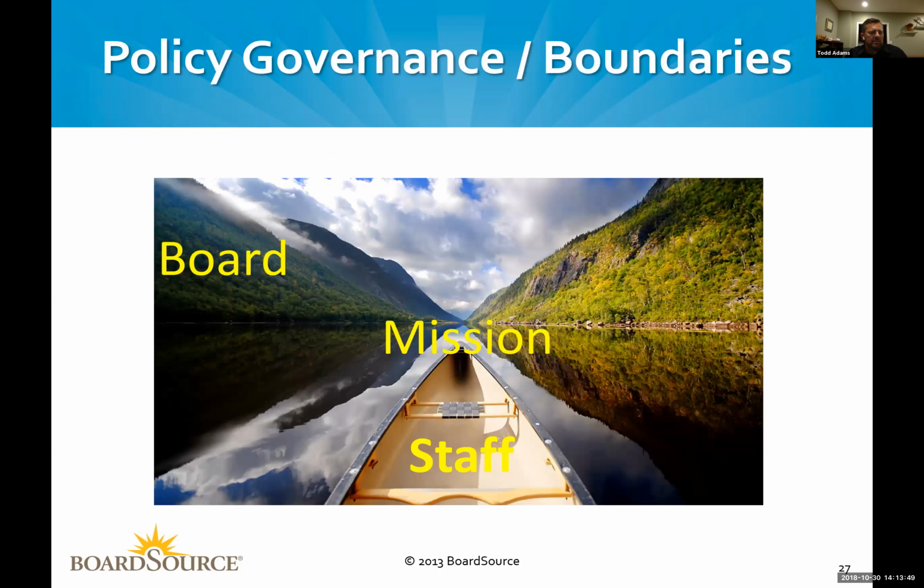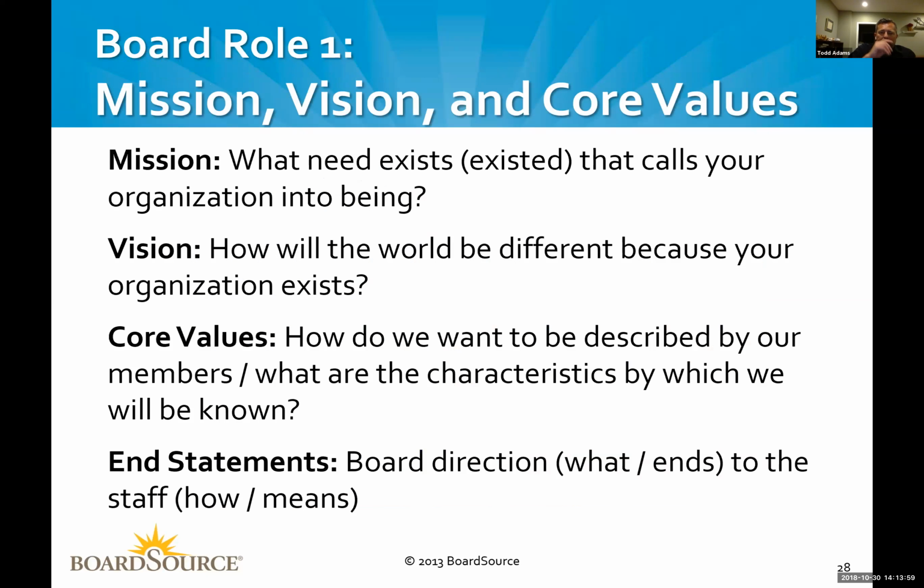Right. So just in this last section here, and then we'll take some more questions here at the end. I want to be cognizant of our time, that we've got about 15 minutes left. Again, I've got the visual here for you around mission and the role of mission in leading the organization. I think it's the most important thing is that you get your mission right. So mission answers the question, what need exists or existed that called you into being? How will the world be different because your organization exists? That's how we answer the vision question.